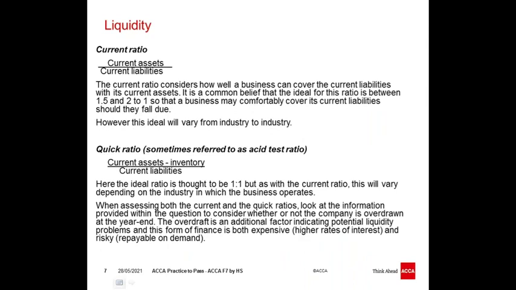Now it's about the current ratio. Current ratio and quick ratio are both ratios of liquidity. If they are both increasing, that means the liquidity position is good to a certain extent. And if they are both decreasing, that means the business is managing its liquidity position.